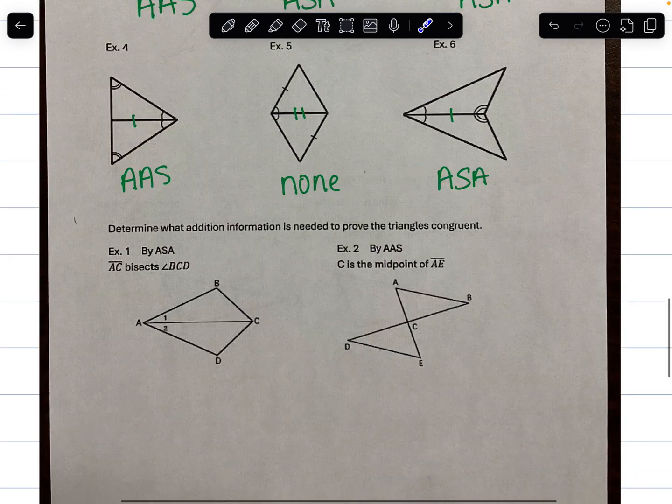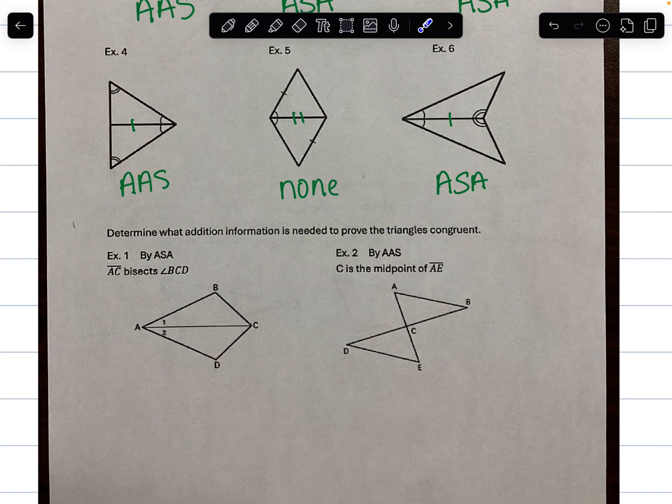Okay? All right. Just like we did yesterday, we're just going to talk through what additional information we would need to know to prove these two things. Okay? So first, if AC, if this line here bisects this angle, what do I know that that does here? What does a bisector do? Splits it in half. So what do I know about each angle here? They're congruent. So I would mark these two angles congruent.